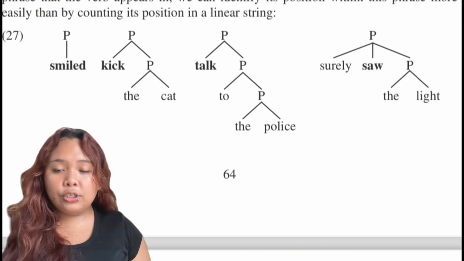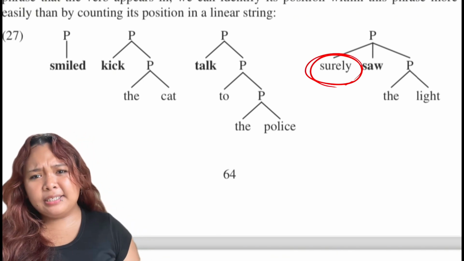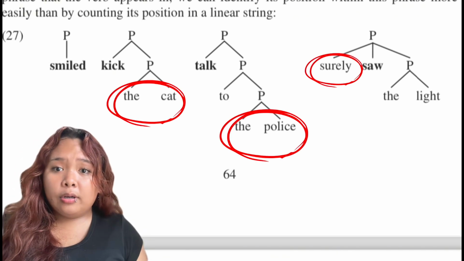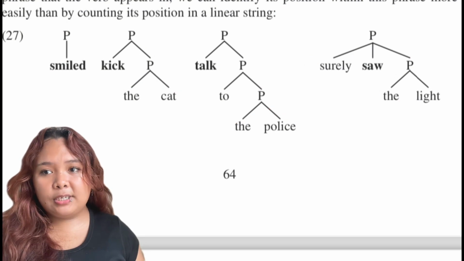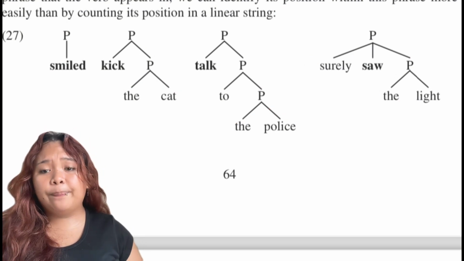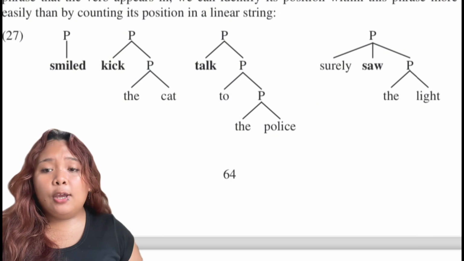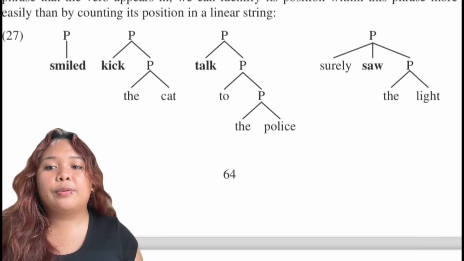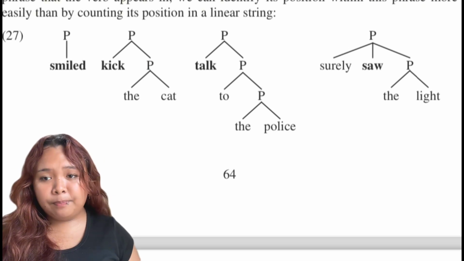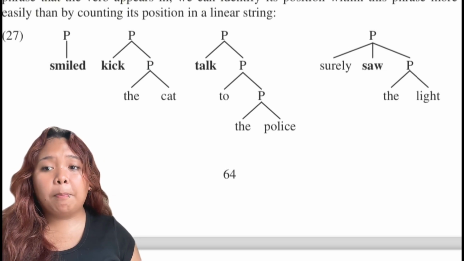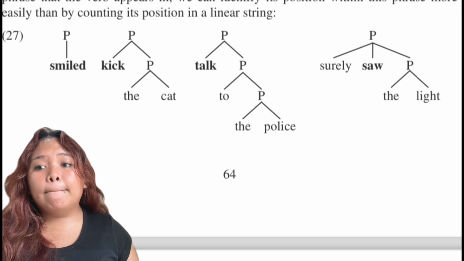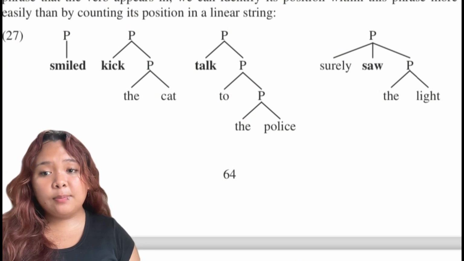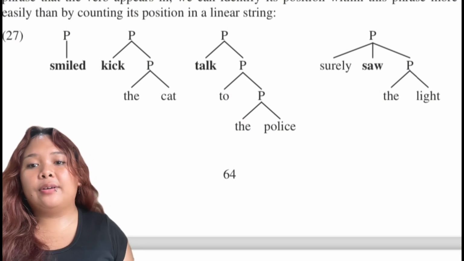Even when there are additional words like the cat, to the police, or surely, the verb's position in the structure does not change. That means that no matter how many words or phrases are added, the verb's structural position stays consistent. It always comes right below the main phrase, before its complements, and sometimes after adverbial modifiers.